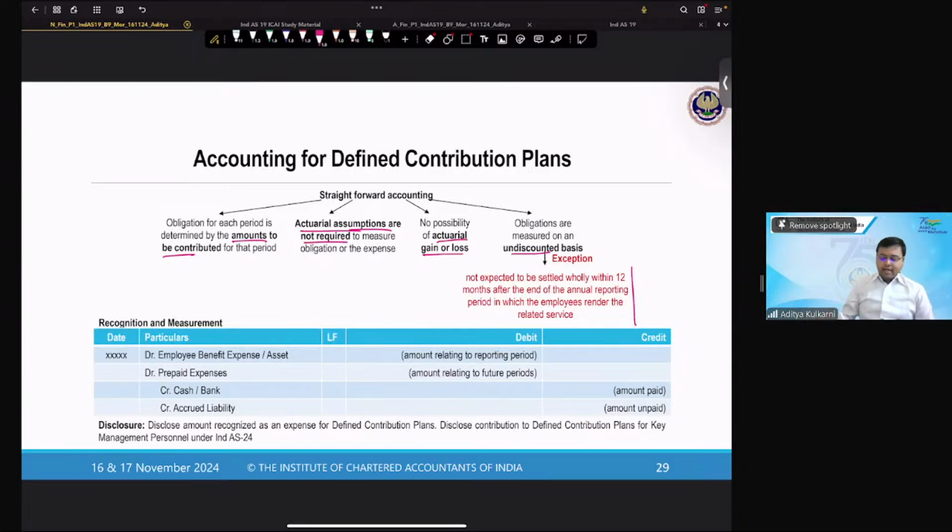So entry will be employee benefit expense or asset if it is pertaining to the reporting period. If you are paying it in advance, then prepaid expenses to cash bank or to liability. Disclose amount recognized as an expense for defined contribution plans. That is one disclosure. Disclose contribution to defined contribution plans for key management personnel under Ind AS 24. So that is something that we will have to do.